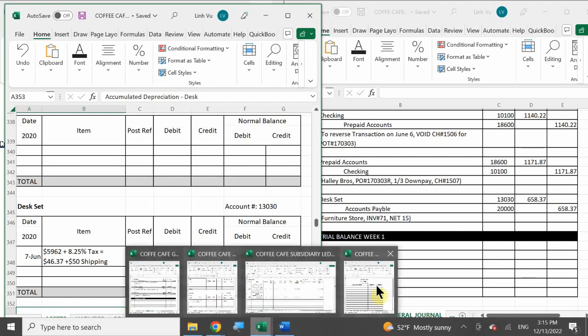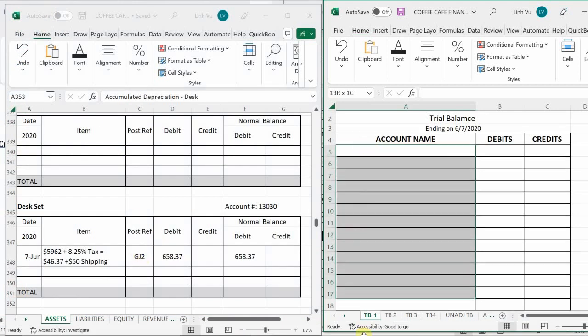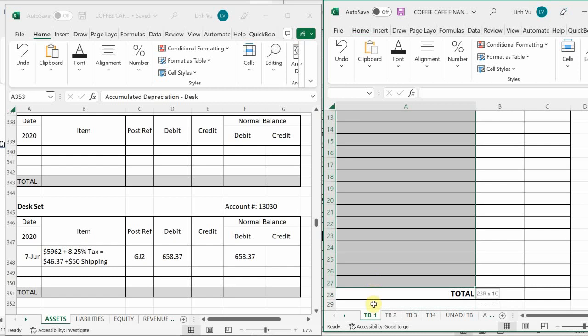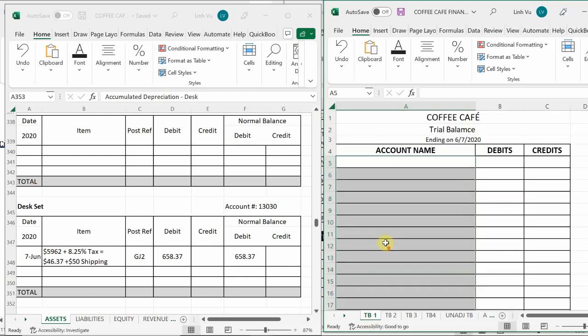Now, in this case, I'm going to be needing my ledger. What I'm going to do here is literally list out all of my account balances, all the accounts that I currently have in my general ledger, one at a time with their respective account balances.